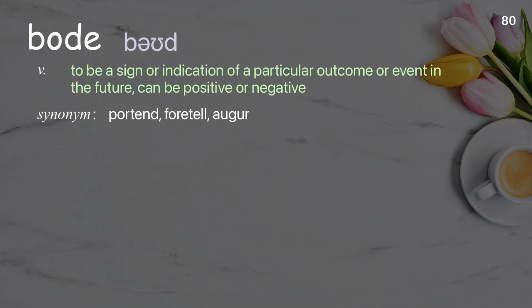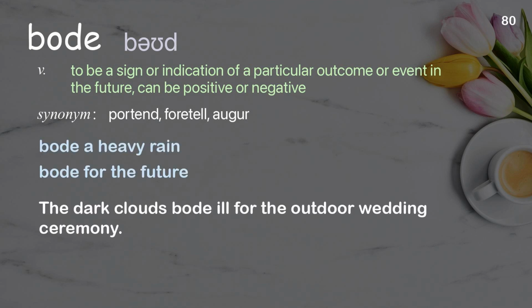Bode. To be a sign or indication of a particular outcome or event in the future, can be positive or negative. Examples: Bode a heavy rain. Bode for the future. The dark clouds bode ill for the outdoor wedding ceremony.